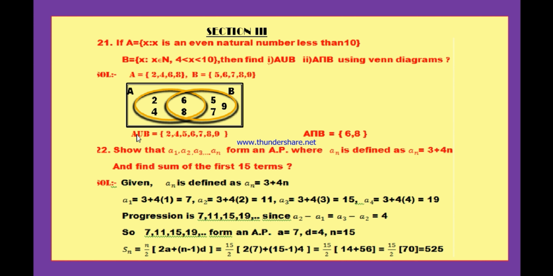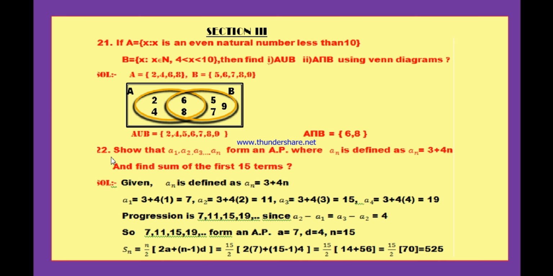From this Venn diagram, A union B means you have to list out all the elements from the two circles. That is 2, 4, 5, 6, 7, 8 and 9, which we wrote in order. Next, A intersection B means the elements that belong to both the circles. They are 6 and 8. Therefore, A intersection B is equal to {6, 8}.